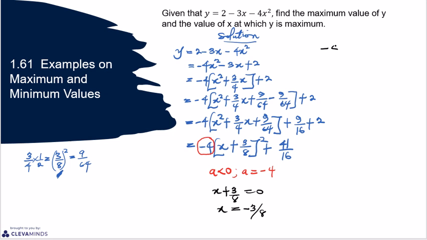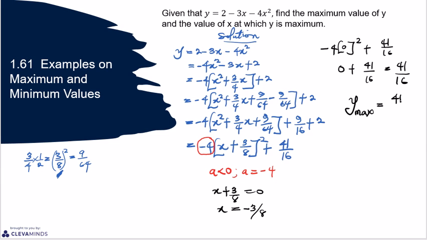Right? So now, remember, when x plus 3 over 8 is equal to 0, what does that tell us? Negative 4 times 0, all squared, plus 41 over 16. This is 0 plus 41 over 16, and that gives us 41 over 16. So the value of x at which y is at maximum is negative 3 over 8, and y maximum equals 41 over 16.